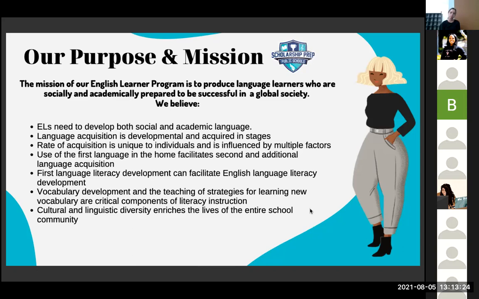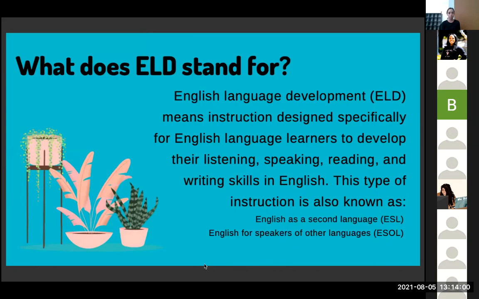With vocabulary development, the teaching of strategies for learning new vocabulary, and of course, cultural and linguistic diversity enriches the lives of the entire school community, as you will see when we start. It's such a blessing to have so many bilingual students, and I would say it promotes such an awesome community here at school. Just bringing in all the different cultural and linguistic diversity, like it says, enriches our school campus. So I'm excited for you guys to see what it looks like come next Monday or the following Monday.